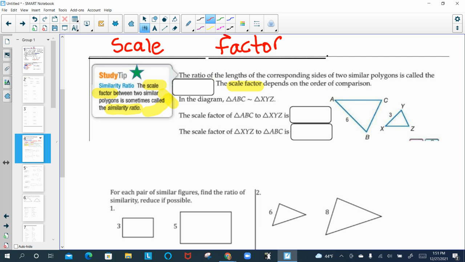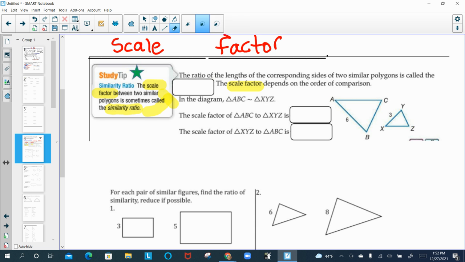So, what that means is if we're talking about the order being the big one to the small one, then we would use the big number first. If we wanted to know the scale factor, how the small one was related to the big one, we would use the small number first. So it's really just flipping the numbers. Let me show you an example of what that looks like.